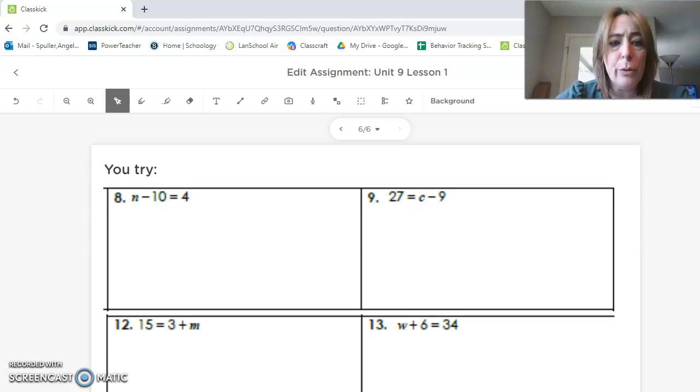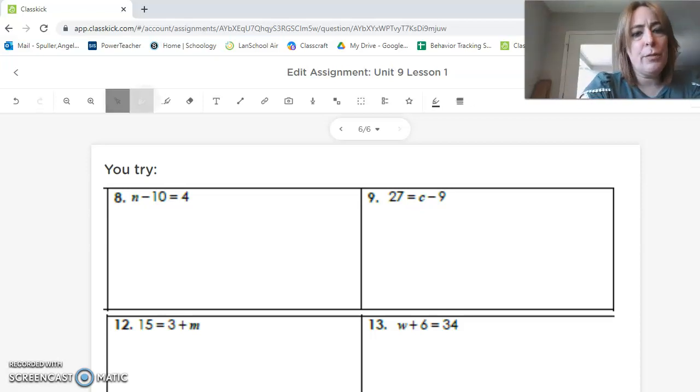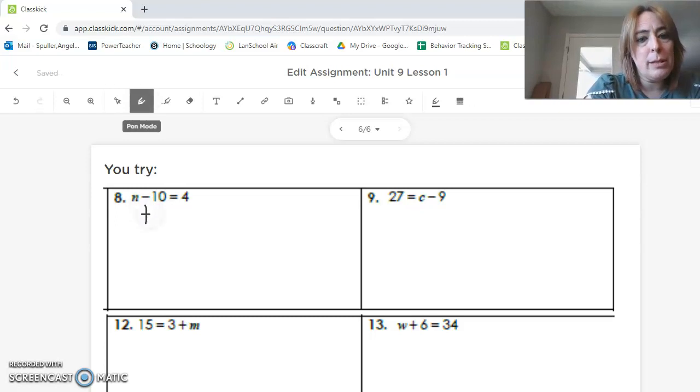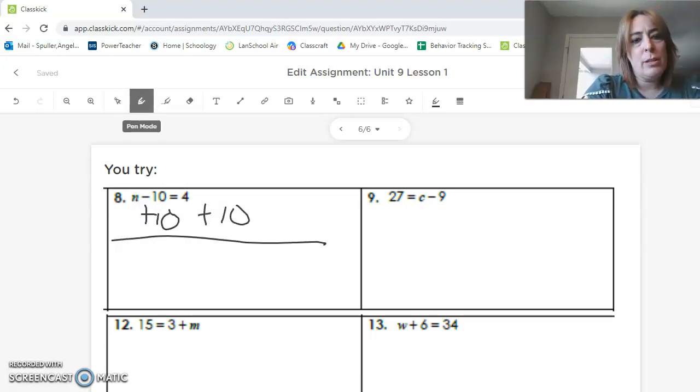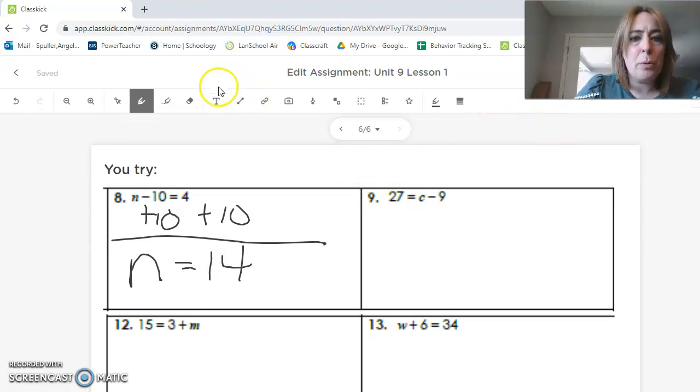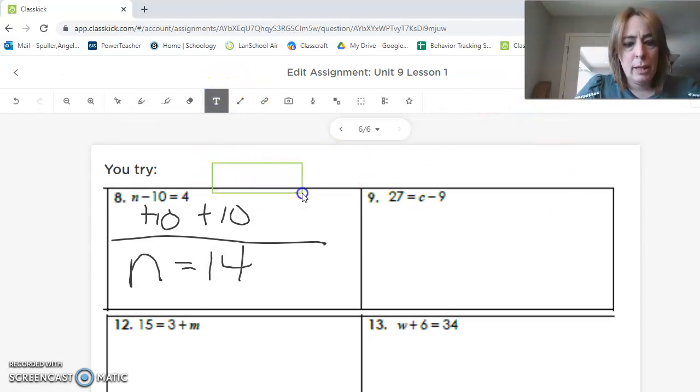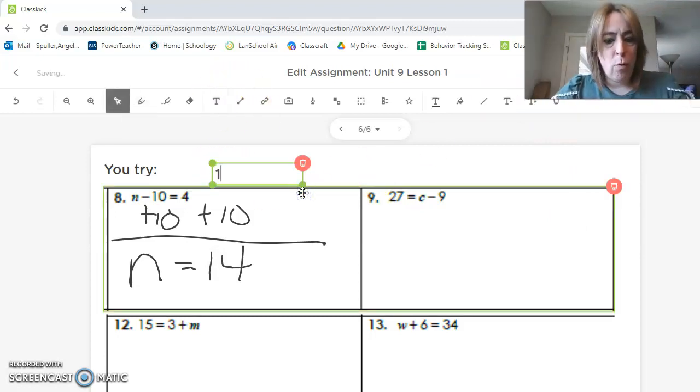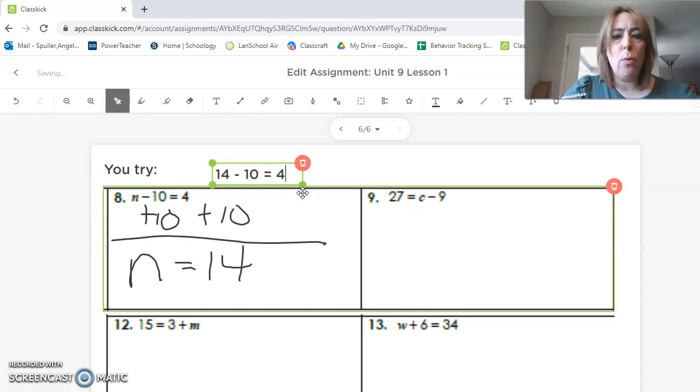Go ahead and pause the video and then come back and see if you got them correct. Remember to prove your work. All right, so for this first one, you should have said plus 10 and plus 10. Okay, so then you should have gotten n equals 14. And you should have proved it by saying 14 minus 10 equals 4.